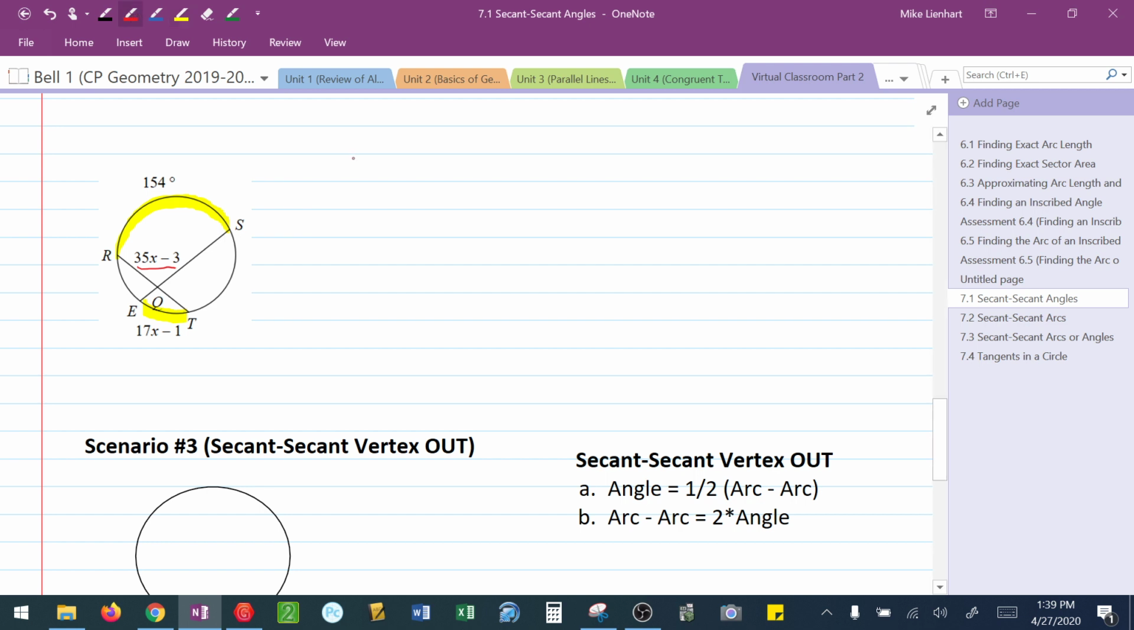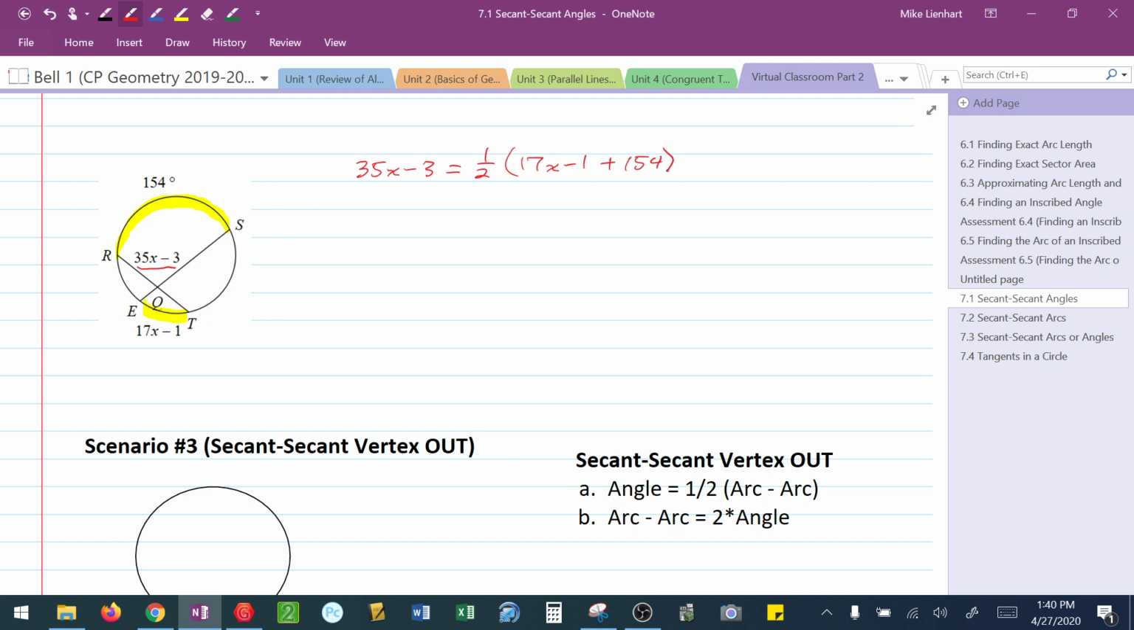So for this one, let's see, I know that half the angle, oops, sorry, I messed that up. The angle is equal to half the arcs added together. So I'm going to take 17x minus 1 and add to that 154. The angle is equal to half of the arcs added together.